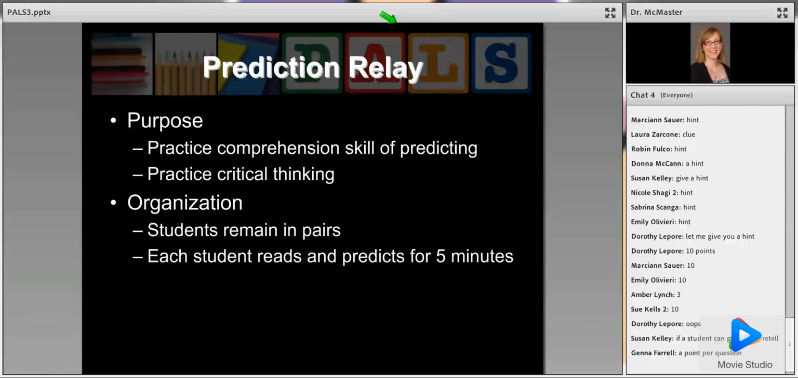Now, students are still in pairs. They're still reading from the same book, unless they happen to have finished the text that they were reading, but generally they're in the same book. They're going to continue reading on from where they left off in paragraph shrinking, and each student is going to read and predict for 5 minutes. And just like in paragraph shrinking, they're going to continue reading new text the whole time. It's only partner reading where they read the same text. From there on, they're always reading new text so that each student gets a chance to read new text and answer questions about it.